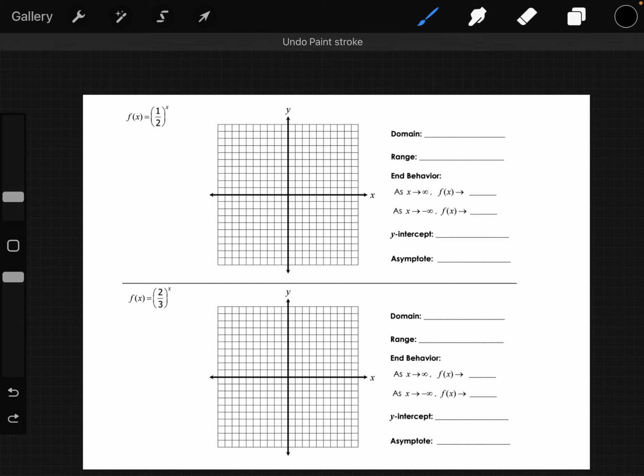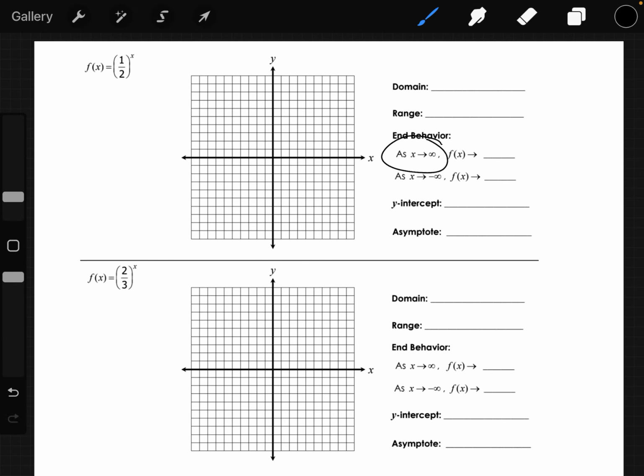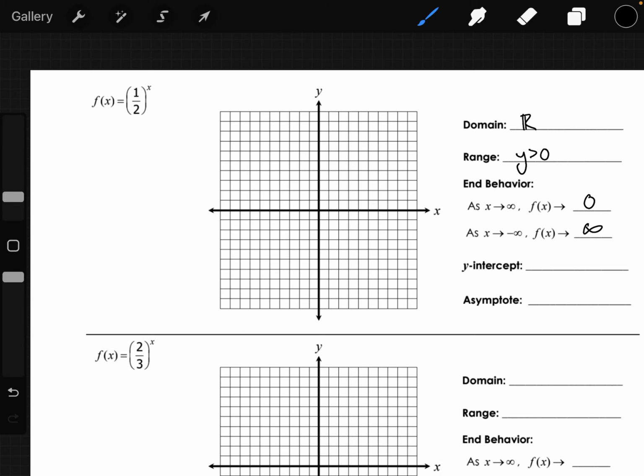Now here are examples of exponential decay. So these values of b are less than 1. When the b value is less than 1 and we have a decay, as x moves towards positive infinity, f of x is going to move towards 0. And as x moves towards negative infinity, f of x is going to move towards infinity. Because this time it's going from infinity on the left side and decreasing to 0 on the right. The domain is all real numbers, and the range is y is greater than 0.